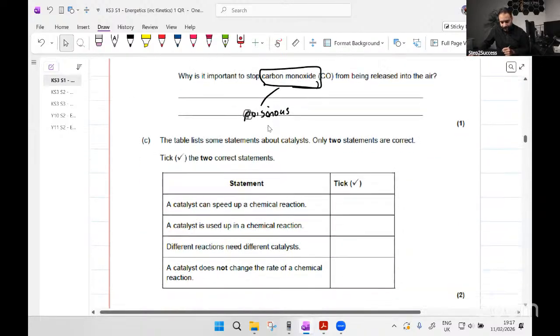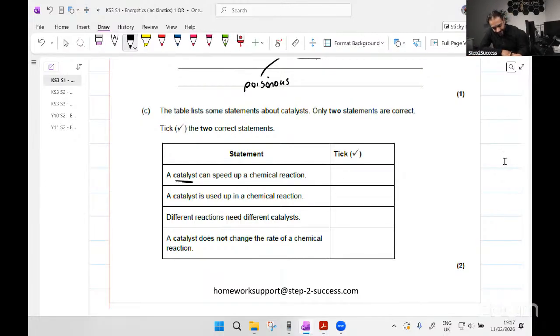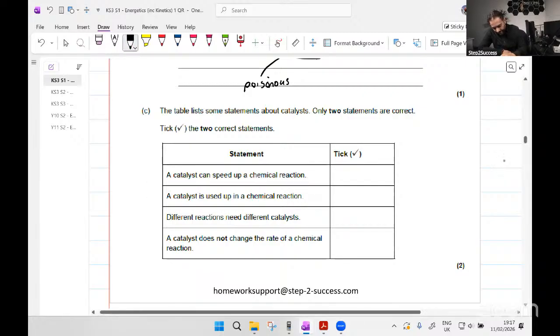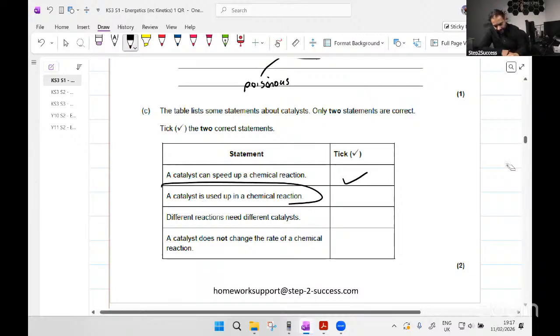Right, then catalyst. So the definition of a catalyst is that it speeds up a chemical reaction. Okay, that's a tick. That's what a catalyst is. The other part of the definition is that it's not used up in a chemical reaction. So you don't use it up. You can use it again, basically. And so that's not the answer. You don't put a tick because it's not used up.